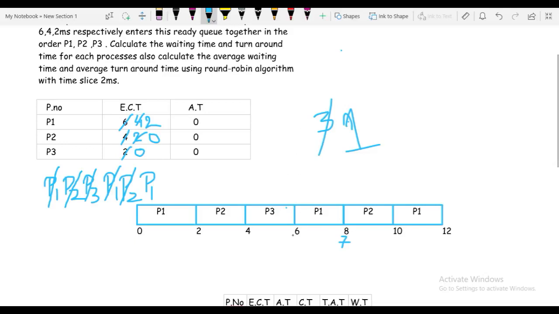If the time slice is less than the ECT, then we'll consider the time slice. But if the time slice is greater than the ECT, then we'll run the remaining period only. That is, for this case you'll run till 7 only for P1 and it will end. Hope you understand this, and thank you so much.